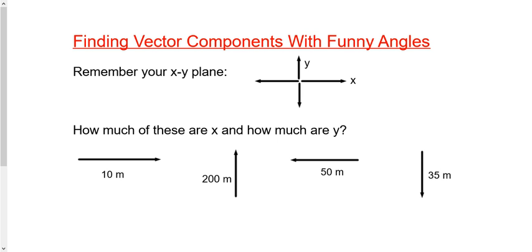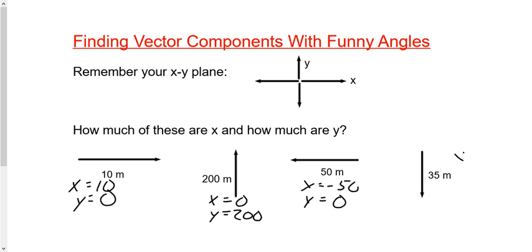Take a look up at the board now. Remember the xy plane, x-axis, y-axis. A couple of quick easy ones first that don't have the funny angles, and then we'll get back into dealing with the funny angle. How much of this one's x? Well, 10 meters. And how much of it's y? 0. How much of this one's x? 0. How much of it's y? 200. Easy, right? X is negative 50. Y is 0. X is 0. Y is negative 35. Easy, right? You don't even need to write this down if you don't want to, because we've done enough of this. X and y components of these vectors, easy.